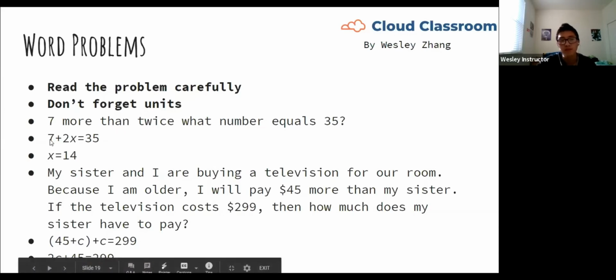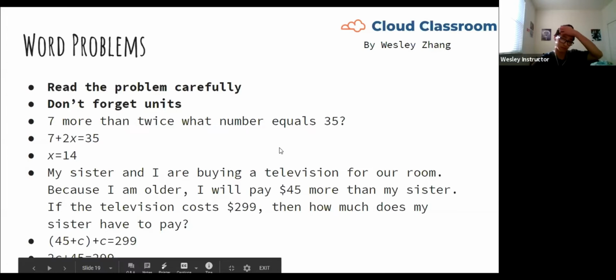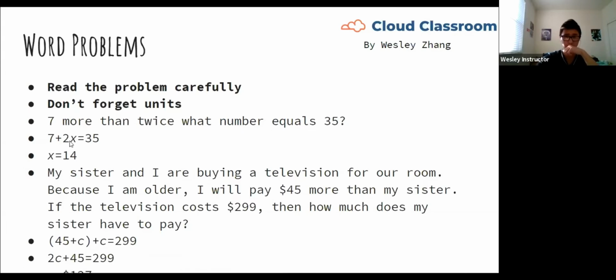So this question becomes 7 plus 2x equals 35. And then you guys can just use algebra to solve it. Subtract 7 from each side, you get 2x equals 28. And divide by 2, you get x equals 14. So takeaways: more is addition, twice is multiplication, 2 times a variable, and equals is the equal sign.